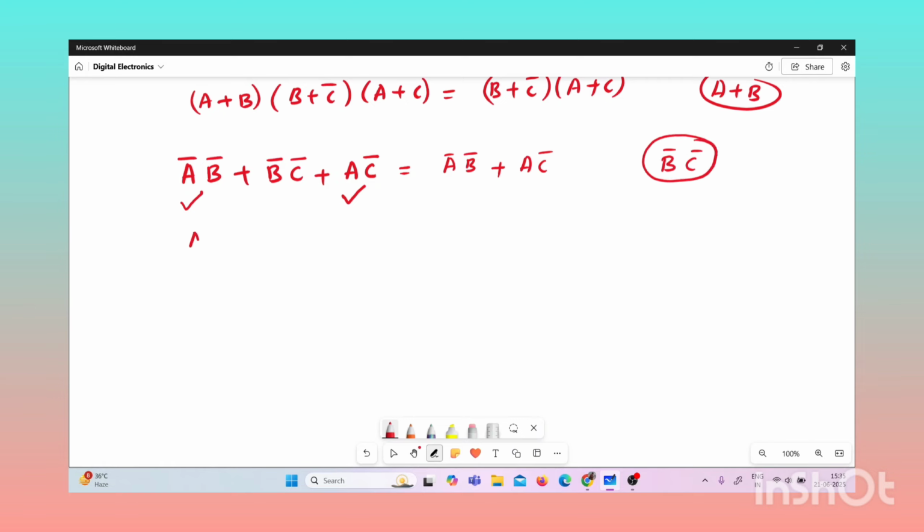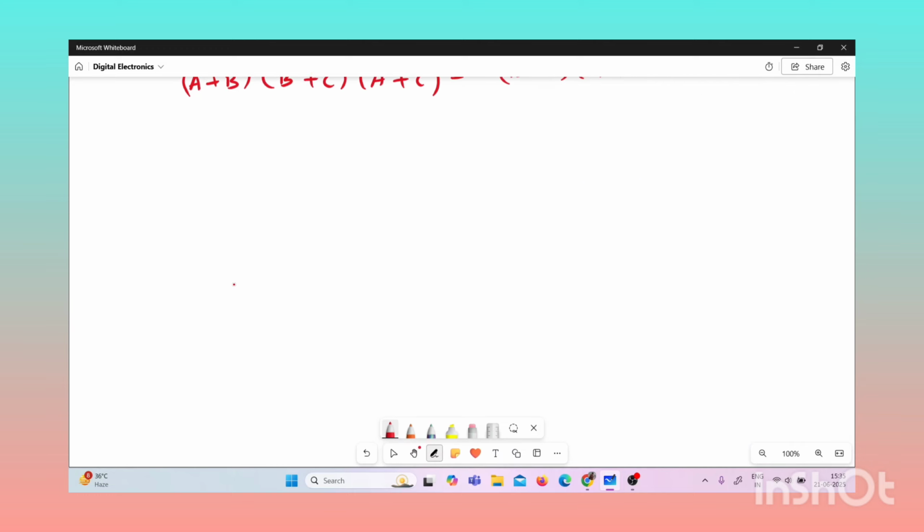And one more way of asking the same consensus theorem, like this. Again, this is also in the product of sums form. Can you guess the answer? I'm writing the answer directly: b bar plus c into a bar plus c bar. Why? Because c is present both in the complemented and uncomplemented form. So we have to remove the third term. Okay, and let us move on to the next theorem.